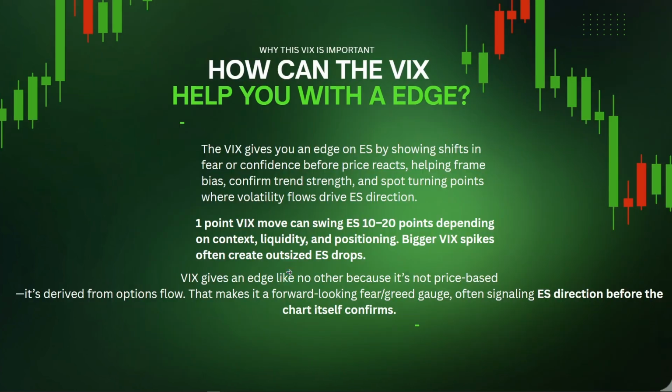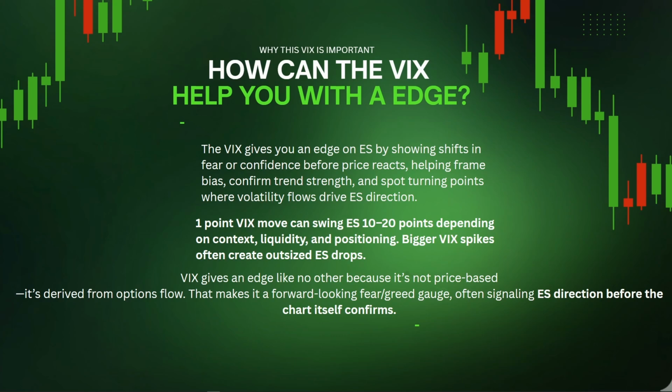Last but not least, then we go over to the charts. How can the VIX help you with your edge? The VIX gives you an edge on ES by showing the shifts in fear or confidence, right? If you're more fearful in your position, what do you usually do? You close it. You might take some off, but when you're confident, you let it sit. You might take one or two off, but you let it sit. You might sometimes even take profit, but when you're confident, you want to let the price sit.